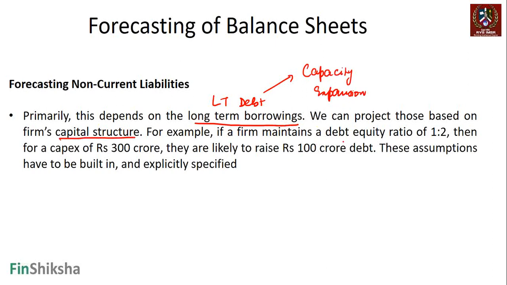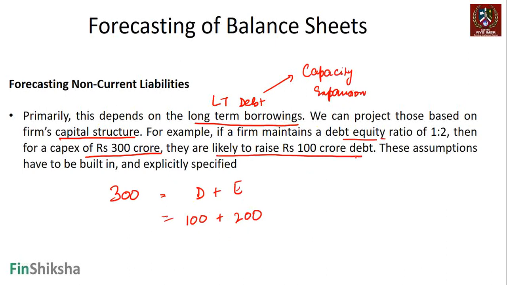For example, if the firm maintains a debt equity of 1:2, then for a capex of rupees 300 crore, you have to divide into debt and equity. And because you are maintaining 1:2, you will take 200 crore of equity or internal accruals or profits of the company and 100 crore of debt. So they are likely to raise 100 crore of debt. So this will have to be built in and explicitly specified.